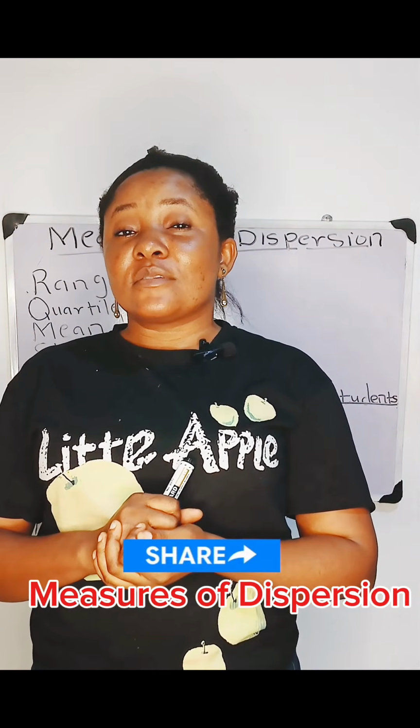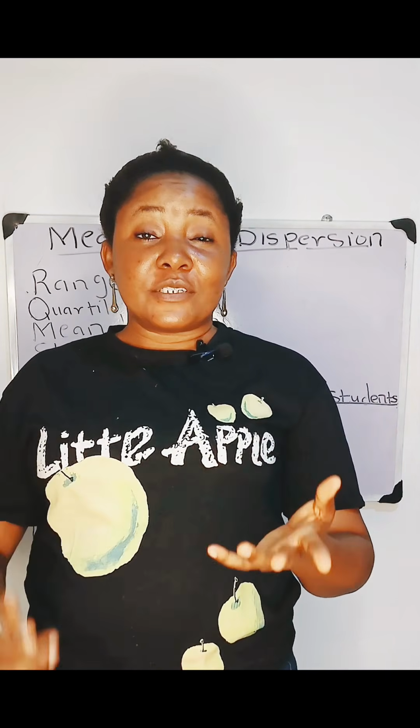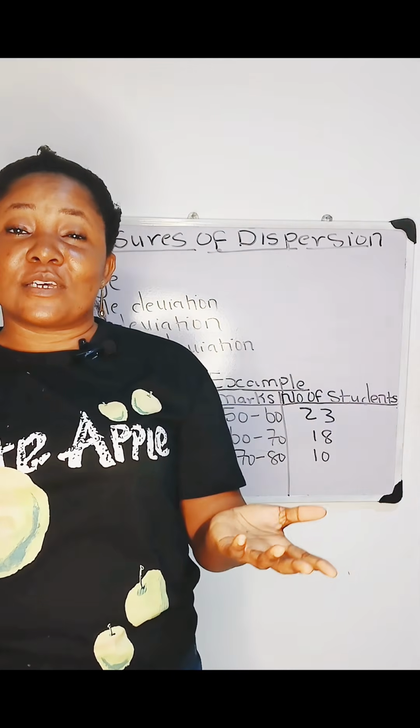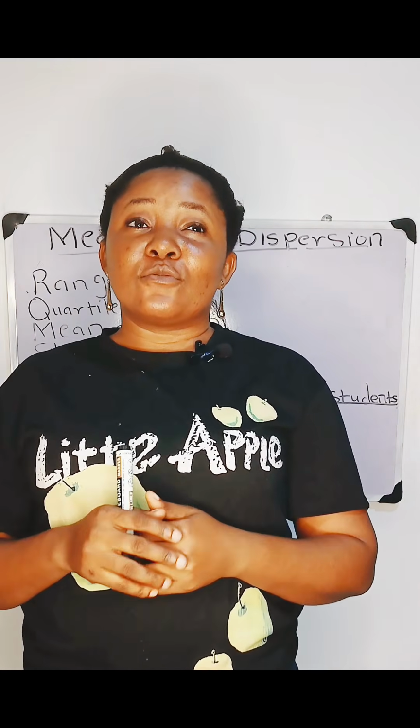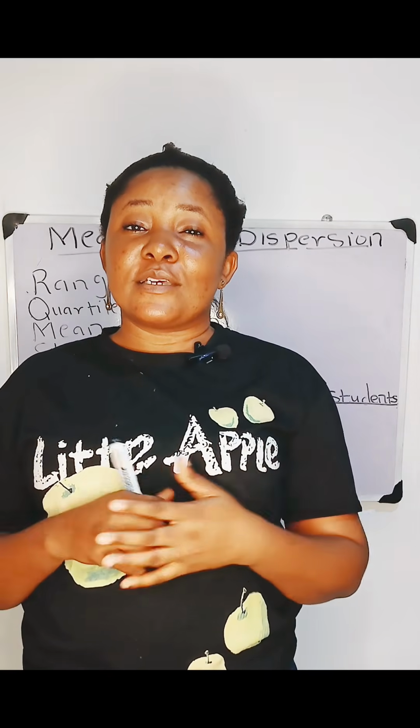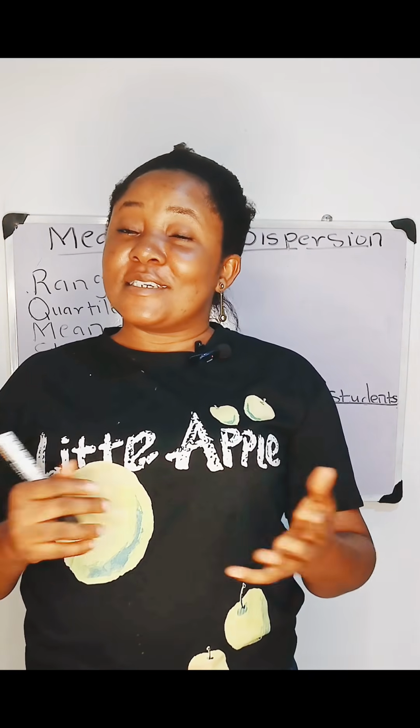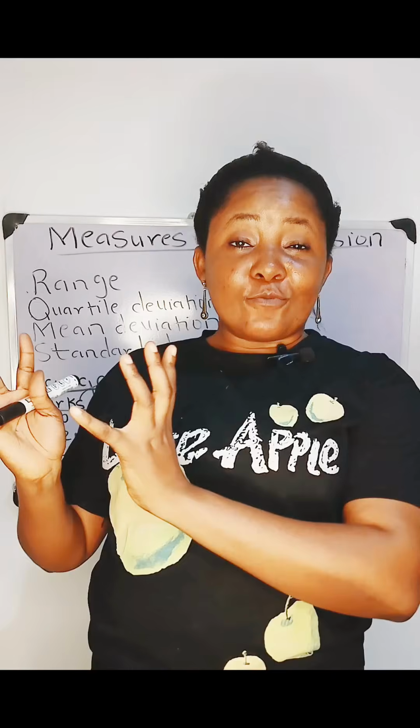In our previous series, we've been looking at the averages, that's the measure of location, otherwise known as the measure of central tendency. And in all of that, we have looked at the arithmetic mean, the harmonic mean, the geometric mean, the median, and of course the mode. So we are done with that series.